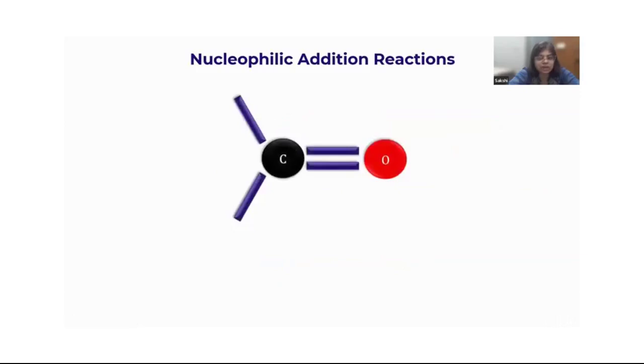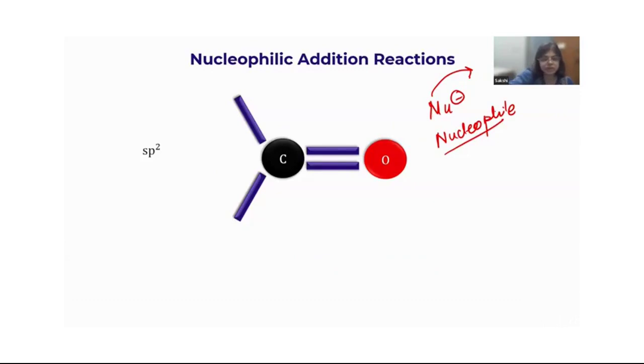Now we are going to study the nucleophilic addition reactions. Let us see what they are. Firstly, let us understand what a nucleophile is. A nucleophile is something that has a negative charge. In the word nucleophile, nucleo means nucleus, and phile means loving. Something that loves the nucleus. Now, the nucleus has a positive charge, so something that would love the nucleus should have a negative charge.